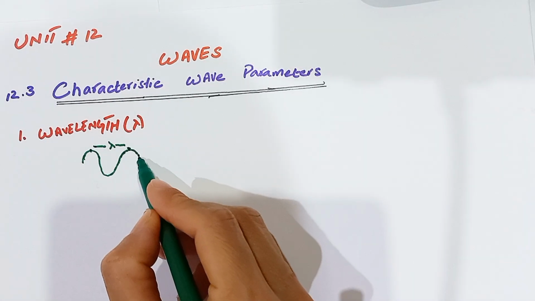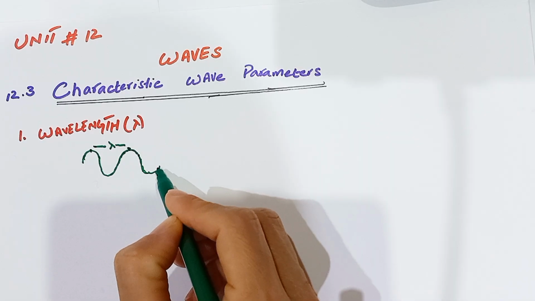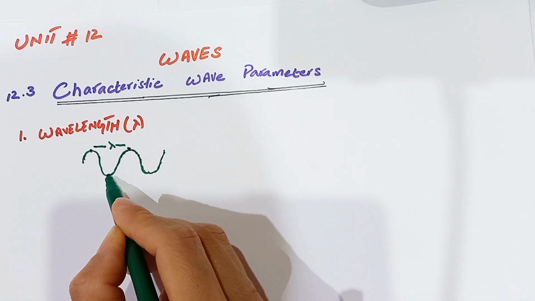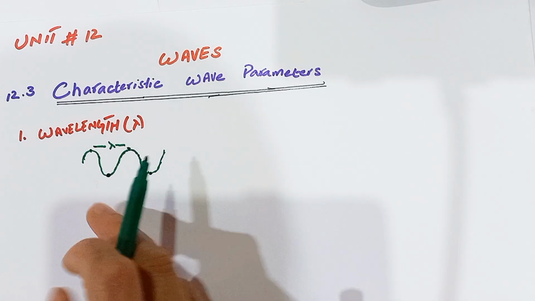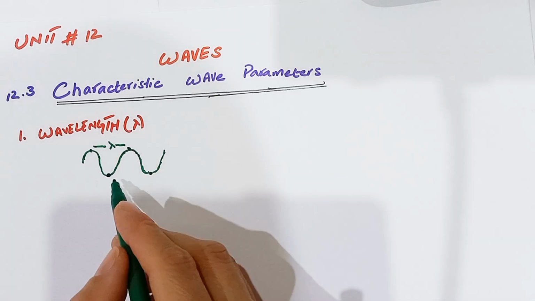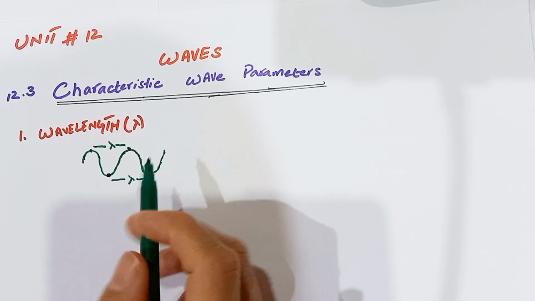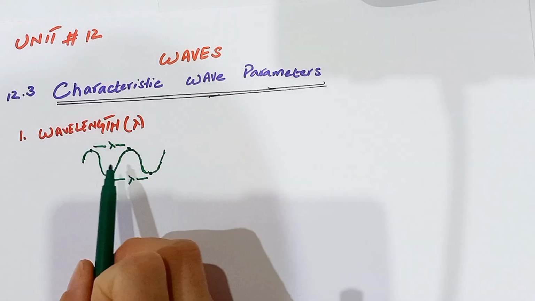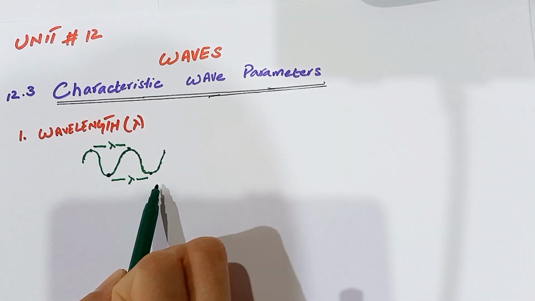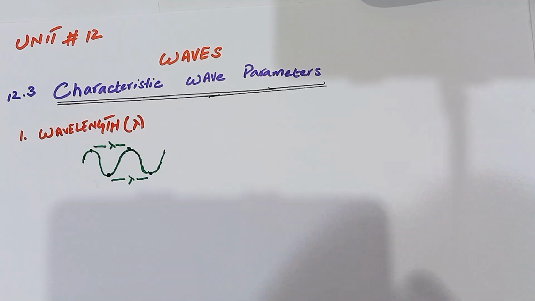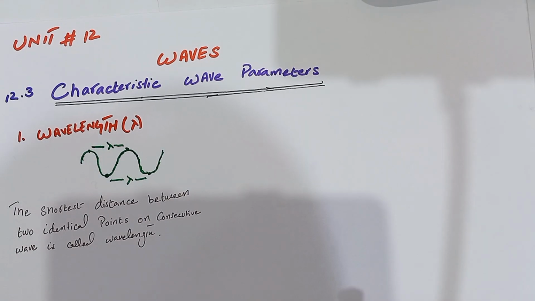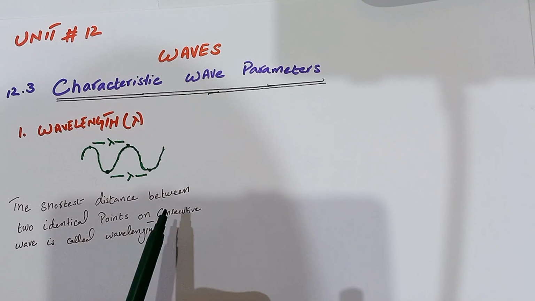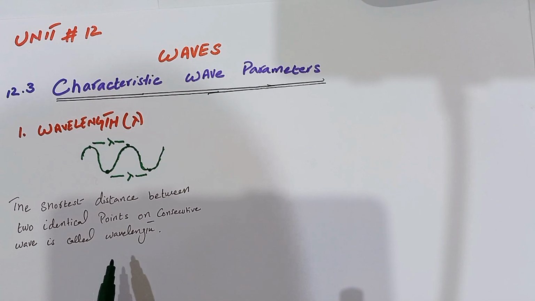Similarly, if we take points on the down position of the wave, one point we take here, another point we take here. The distance between these two consecutive points is also known as lambda. Consecutive points mean points that are at the same position. So the distance between two identical points on consecutive waves is called the wavelength. Here we write the definition: wavelength is the shortest distance between two identical points on consecutive waves.